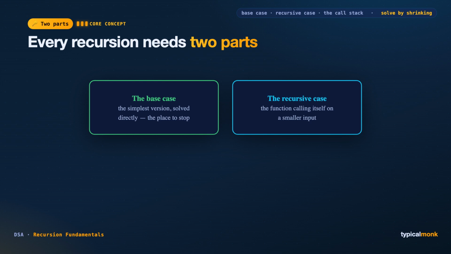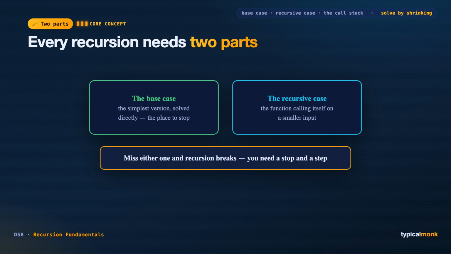The second part is the recursive case. This is where the function calls itself, but on a smaller input than it received. It is the step that does the shrinking, taking the current problem and reducing it, then handing that smaller problem back to the same function. And here is the key relationship between them. You need both, and they work as a pair. The recursive case keeps making the problem smaller. The base case catches it when it finally gets small enough and stops the chain. Miss the base case and it never ends. Miss the recursive case and it never actually does any work. A stop and a step.